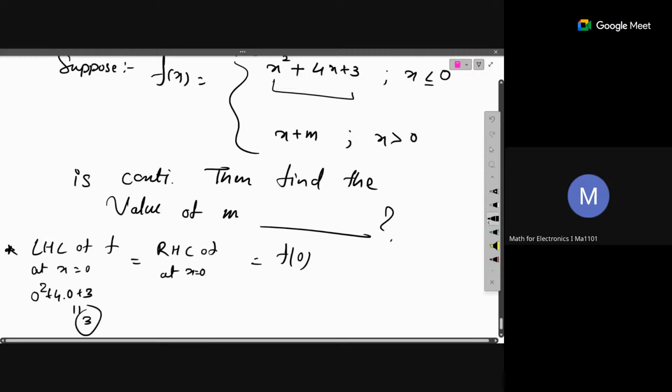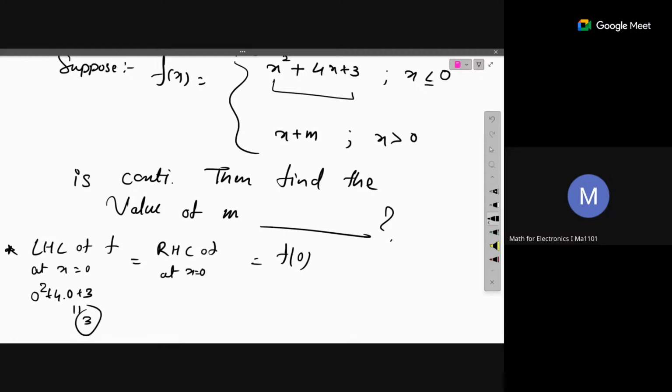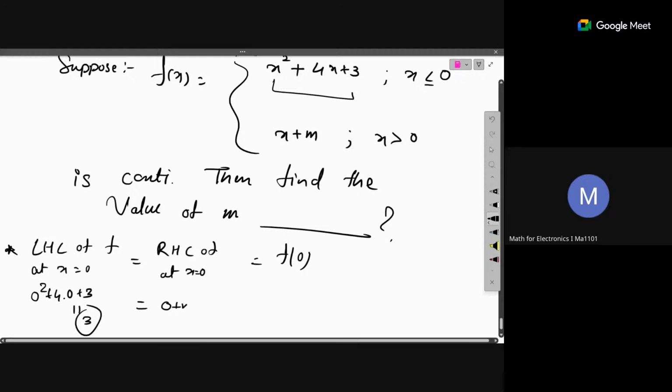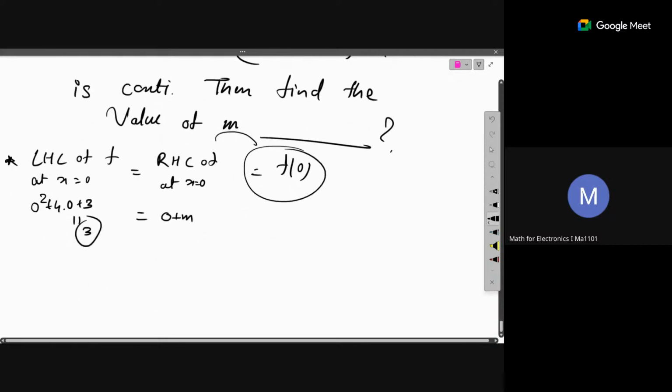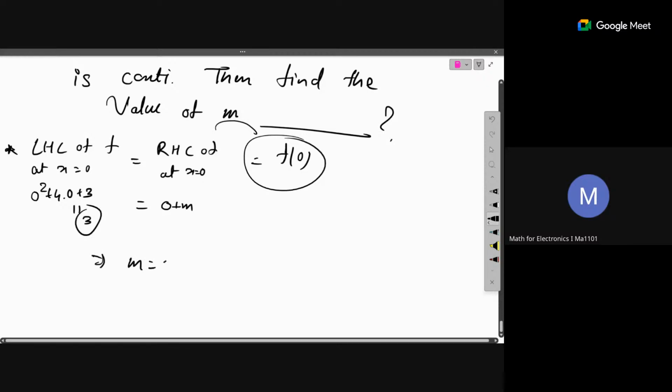Now what is the right hand limit at x equals 0? From the right hand side, the function is actually following a line, and we know that a line is also continuous. So the limit is nothing but the value at x equals 0, so it is the same as 0 plus m. It does not actually require this particular thing, although you can compute using these two also. So ultimately I'll get m equals 3.